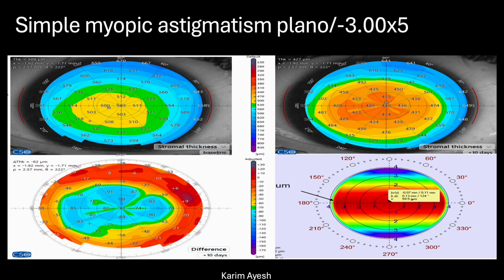So don't trust too much on your machine. You have to leave a safety margin. Alhamdulillah, our machine almost always ablates less than the planning software, but sometimes it ablates more. So you have to take care. But why I took the stromal thickness map: to exclude any changes in the epithelial map.